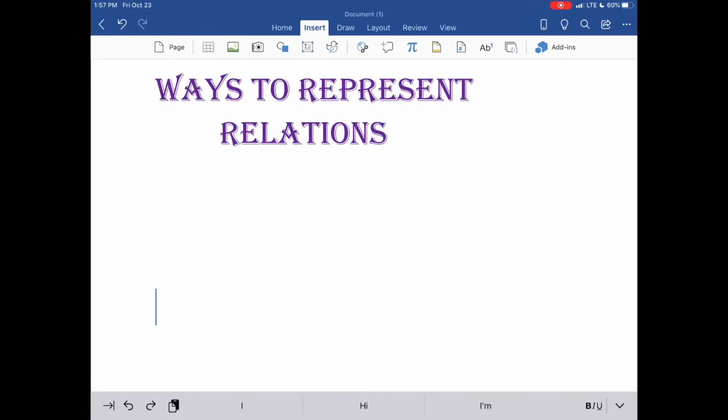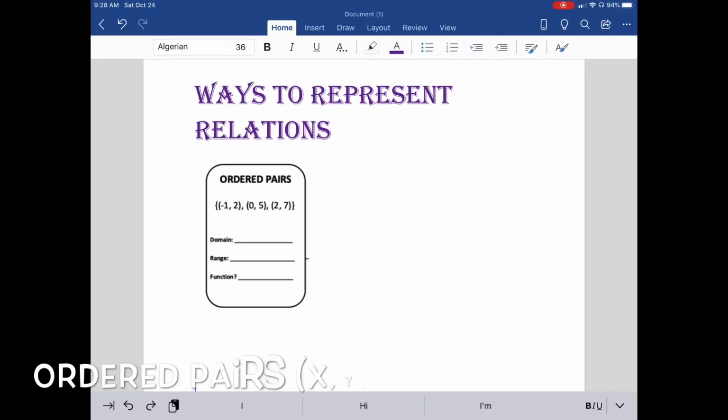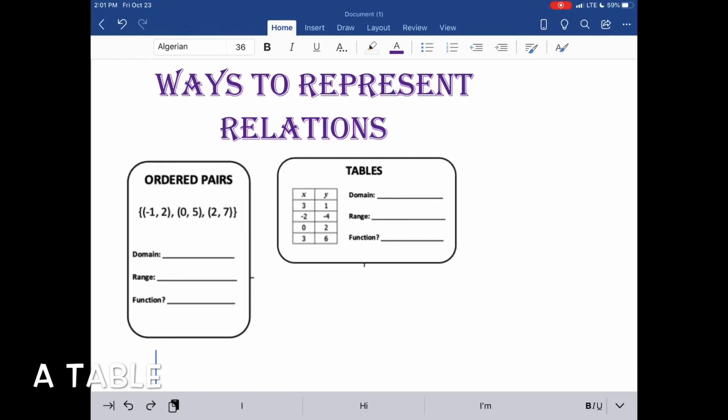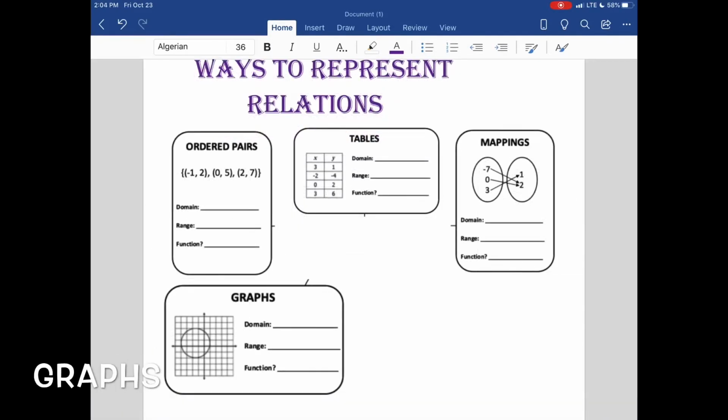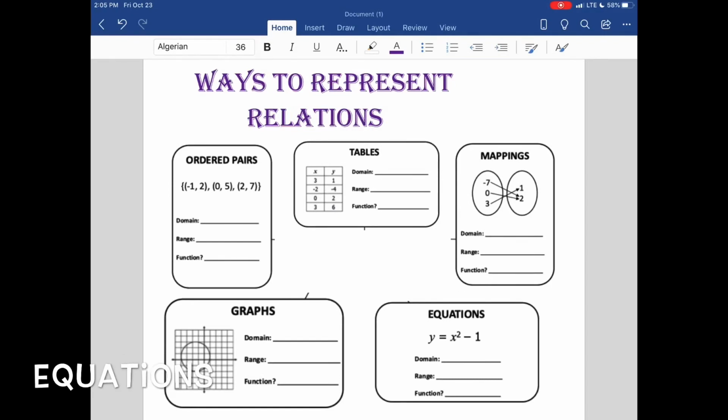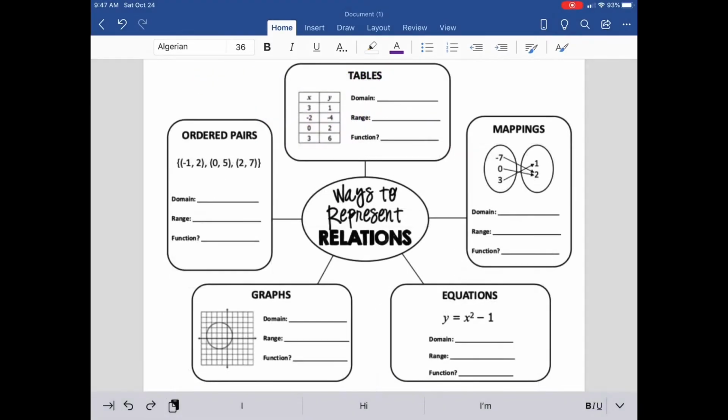Now let's talk about the various ways that we can represent relations. They could be represented by ordered pairs. We could represent relations using a table of values. We can represent relations by mapping, which illustrates how each element in the domain is paired with an element in the range. We could represent relations using graphs. And lastly, we could represent them using equations. We'll talk about each one of these representations in a little more detail coming up.